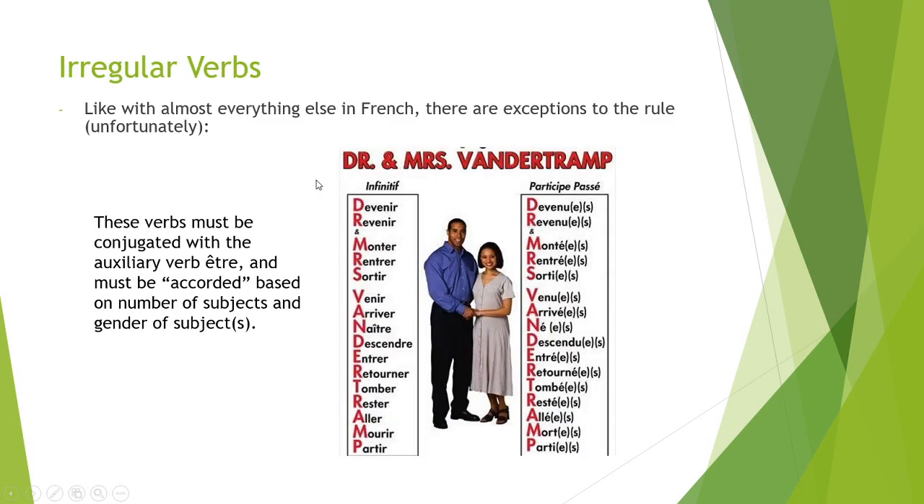Alright, so when do you use être as the auxiliary verb? See the list of verbs here? We use the acronym Dr. Mrs. Vandertramp. It's an easy way to remember all the verbs that need to use être as the auxiliary. So, devenir, revenir, monter, rentrer, sortir, venir, arriver, naître, descendre, entrer, retourner, tomber, rester, aller, mourir, and partir. So you just got to remember when you're conjugating any of these verbs in the passé composé, you got to use être and remember to accord with the subject.